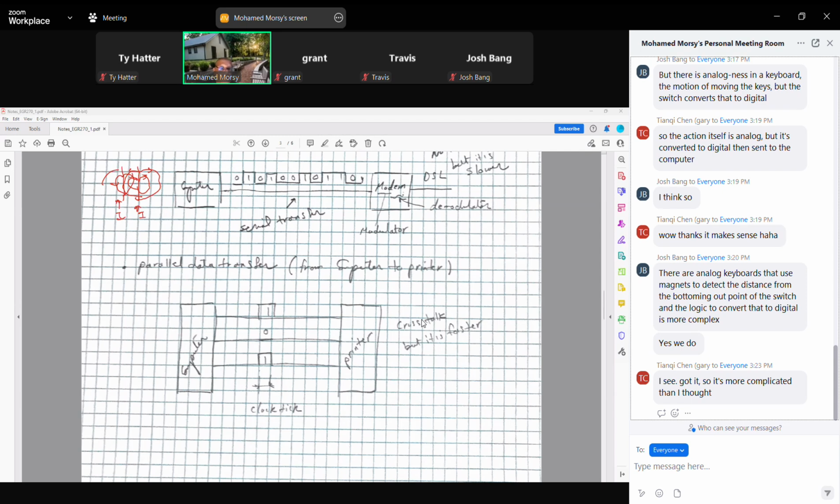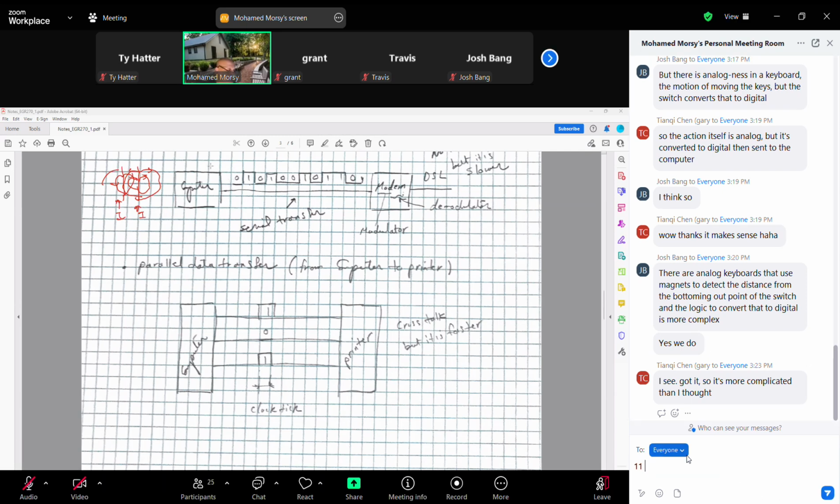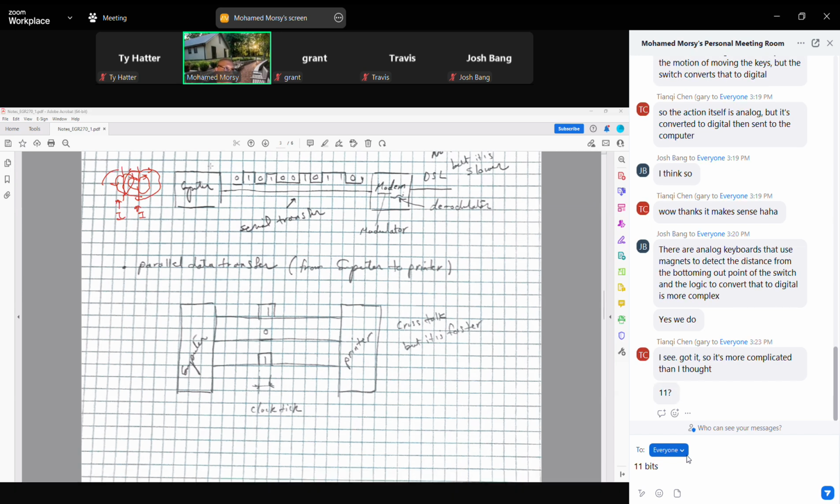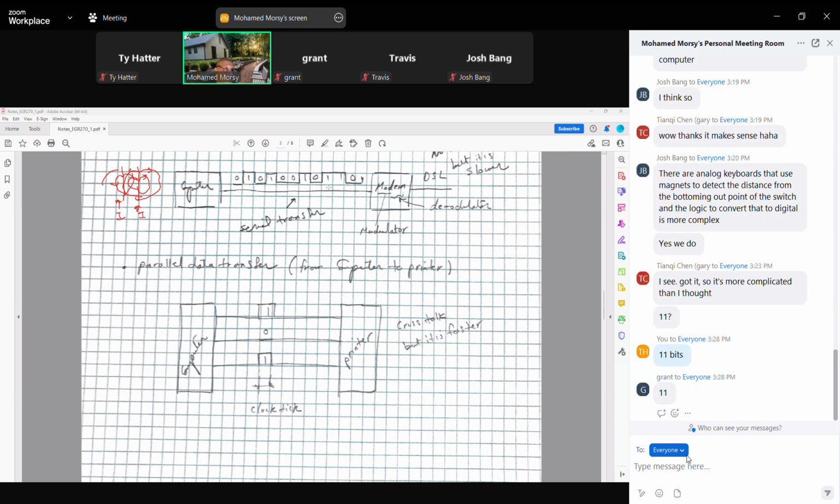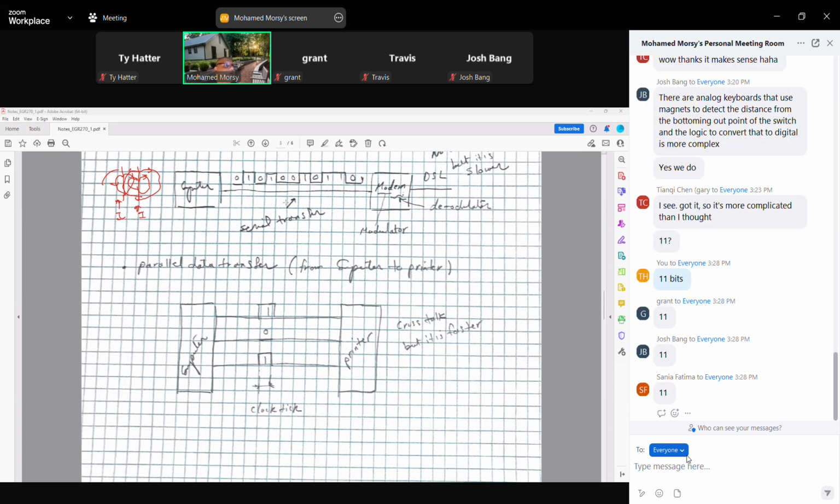Can you tell me, please? You can type it, so I can see your name and give you a bonus credit. How many clock ticks here in this serial transfer based on the data we have here?